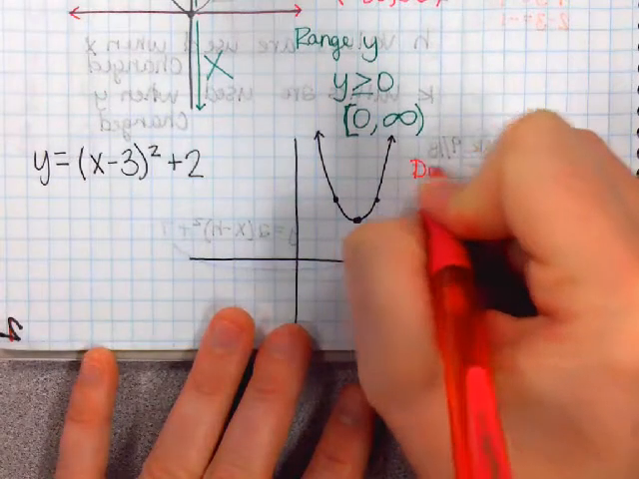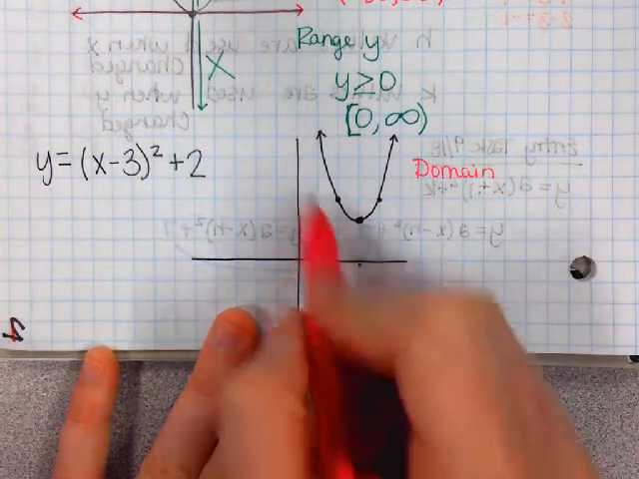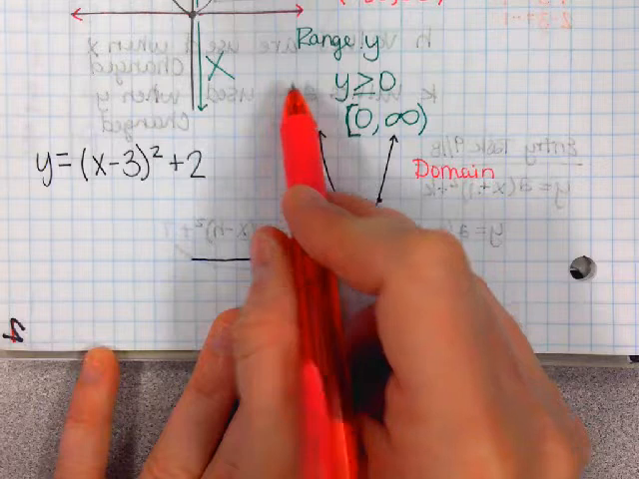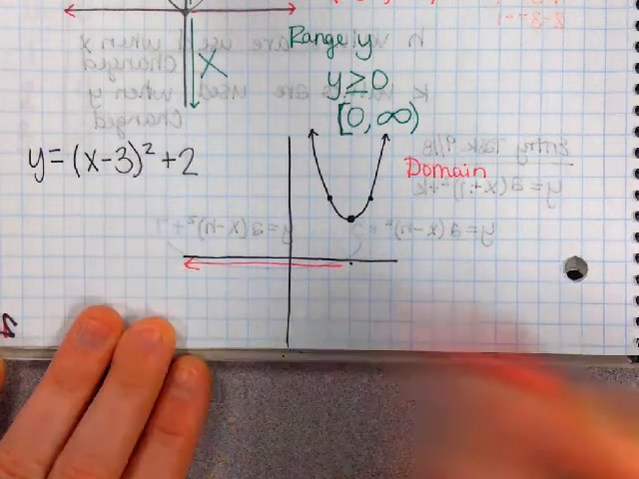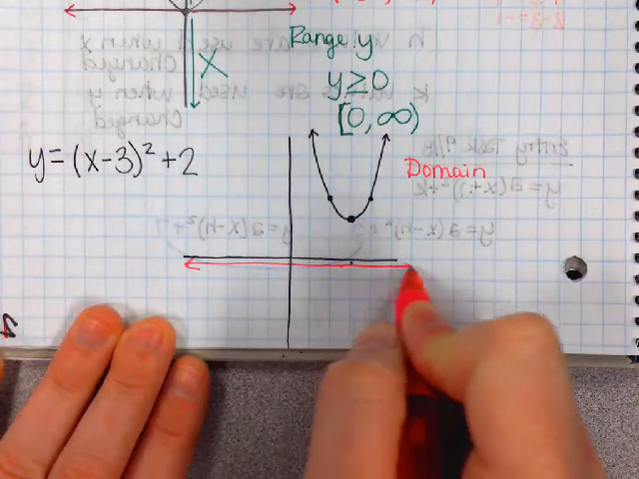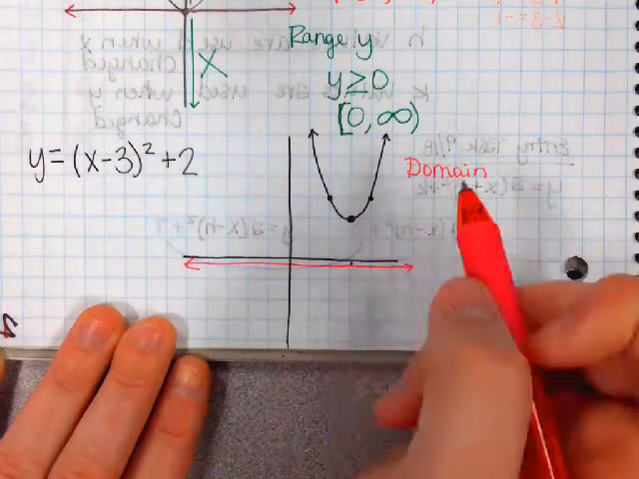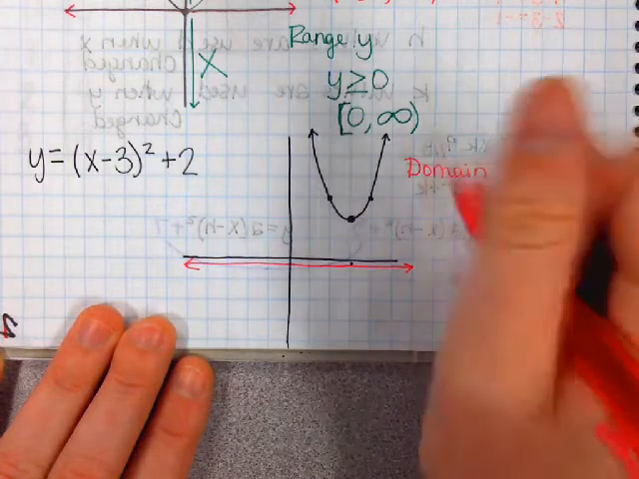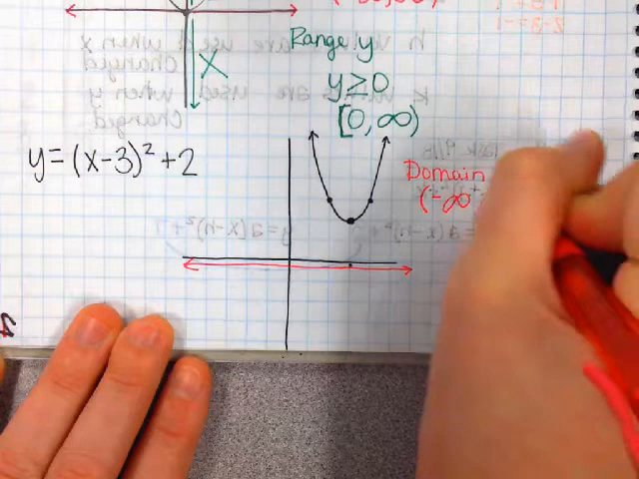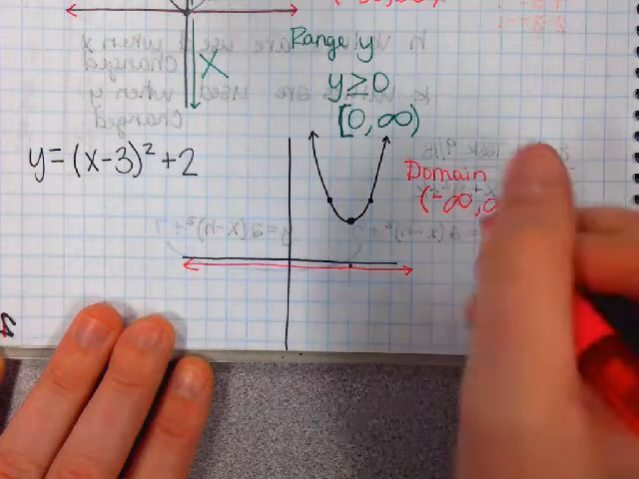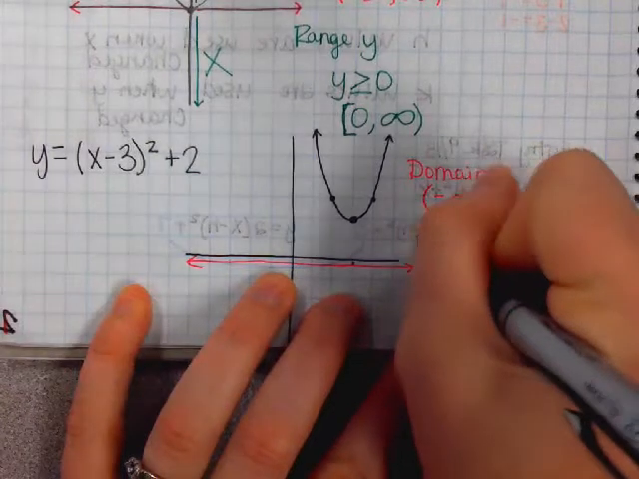Let's look at the domain. The domain of this function, it looks like it stops there, but remember those arrows are important. It would keep going and going. So it actually is any negative number and any positive number. If I look along this and I kept continuing, I could eventually get to negative 100. Or on this side, I could eventually get to positive 100. So you would say it goes from negative infinity to positive infinity, or you could say all real numbers. Okay, now let's do the range.